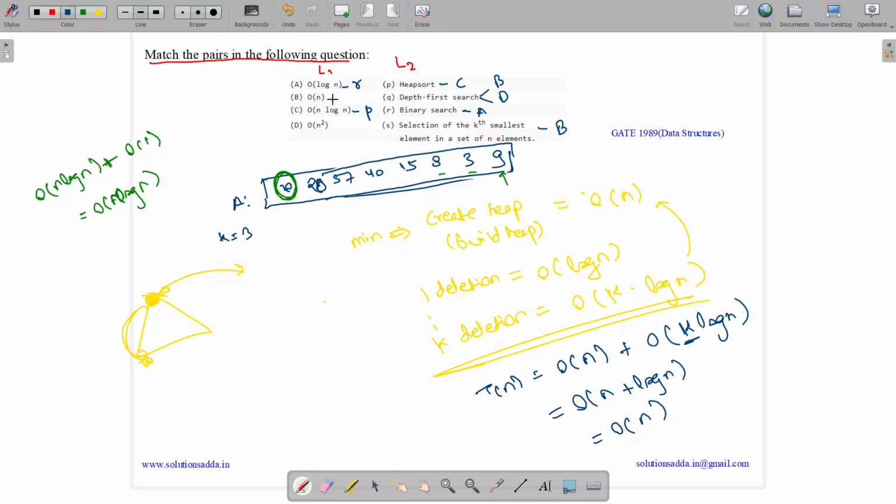So option B maps to S, and here we had two options, either option B or option D. As option B is eliminated, we assume that we have used adjacency matrix, and this binary search maps to D, and D maps to Q. So the correct matching is R, S, P and Q.